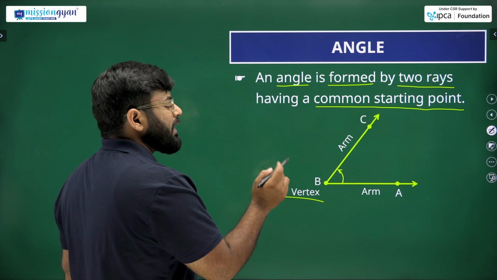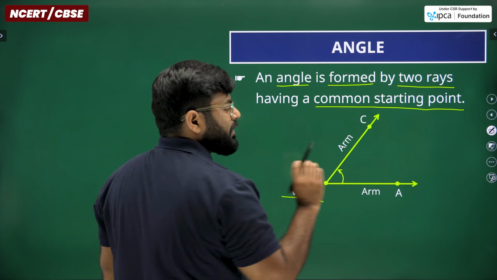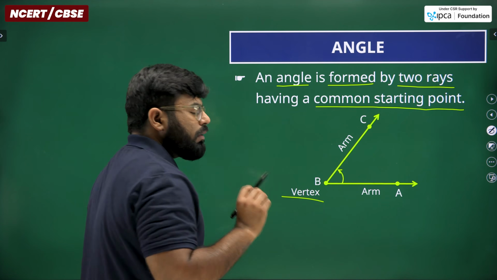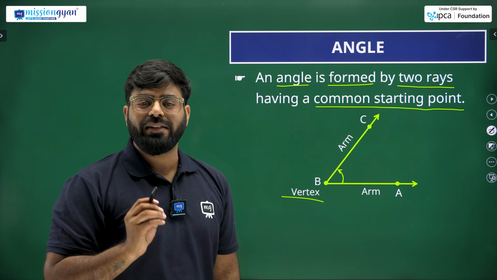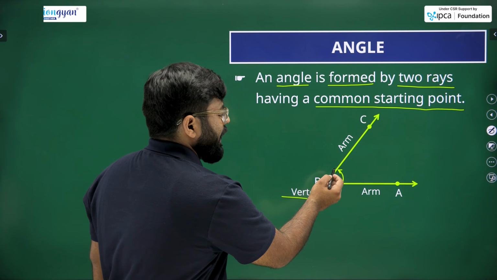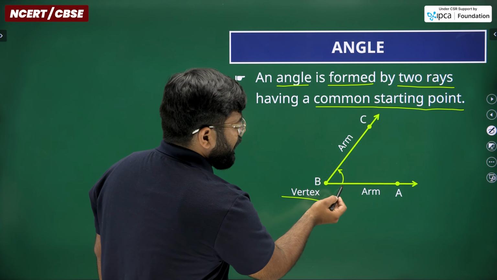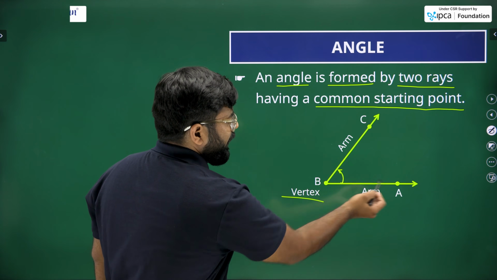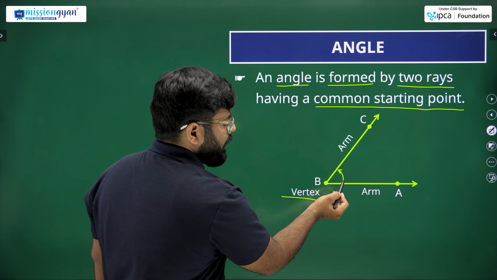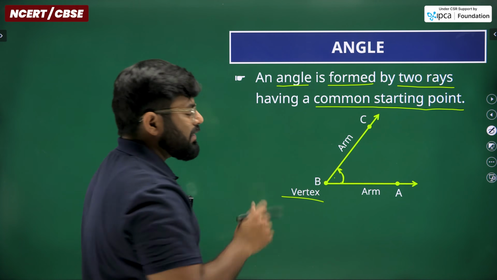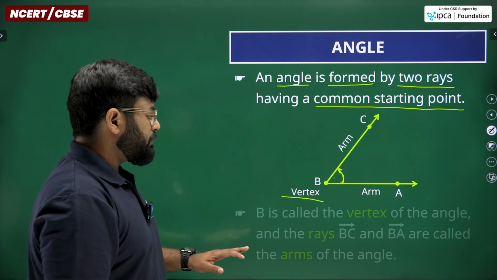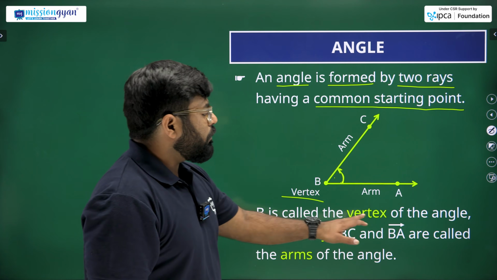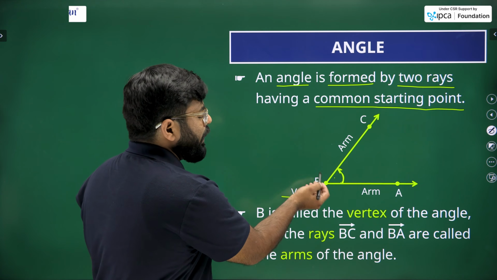In this figure, we can see that BC and BA are rays and B is the common point of both the rays. That means somewhere on this part, an angle is formed. So here is your angle. As you can see, the distance between BA and BC is called the angle. Is that clear? Understood?